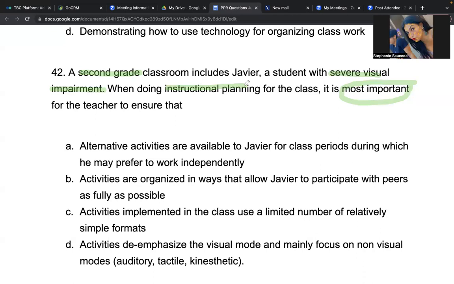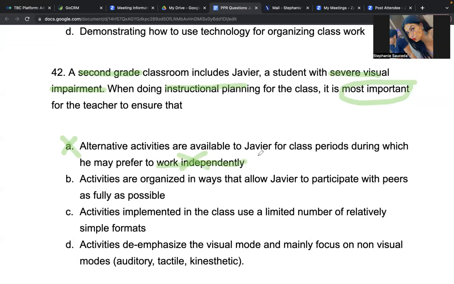Okay, what are we thinking, guys? What do we think we can get rid of? A, definitely. For sure. Why is A so incredibly wrong? Someone tell me why. Because it's making him work by himself, isolating the student. Exactly. He needs to be included. Yeah, you're isolating him. Well, it's allowing him to work independently, which he's going to prefer to do.